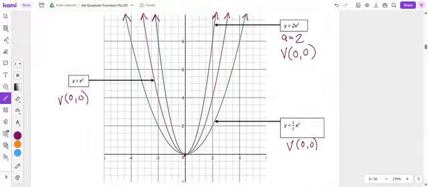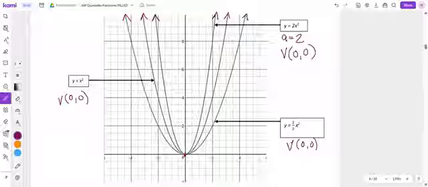Now, I want you to continue chatting with your seat partner to discuss why is it... I just asked you to stop. Oh, you're figuring that out. Okay. Why is it that they all have the same vertex? What happened or didn't happen? Discuss. Why do they all have the same vertex?